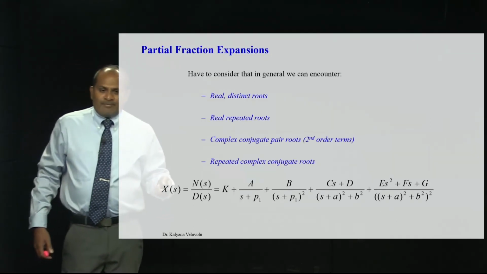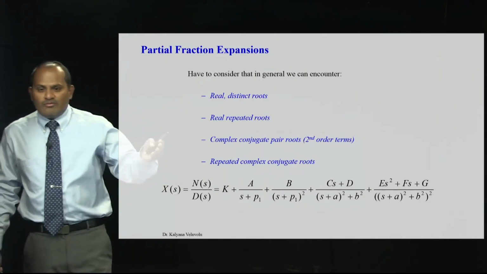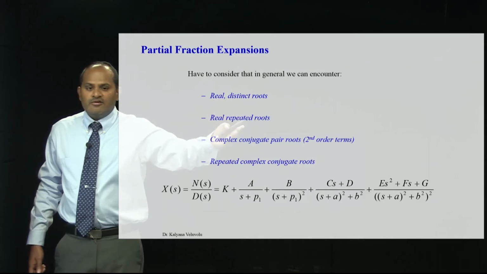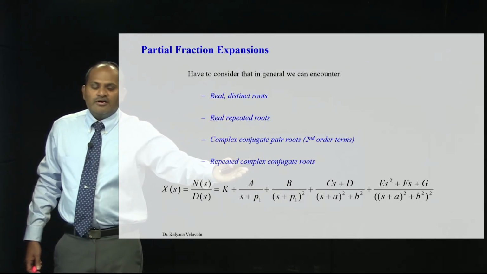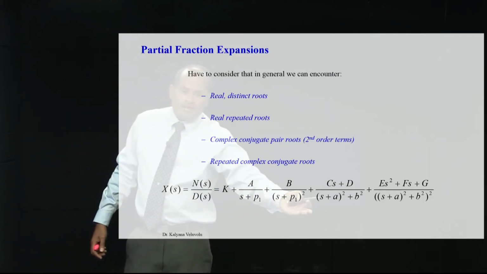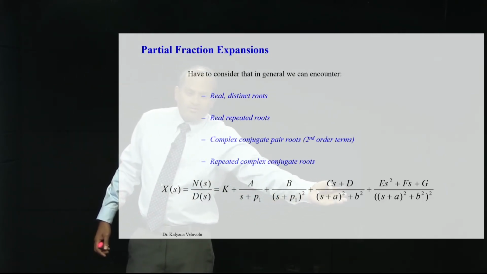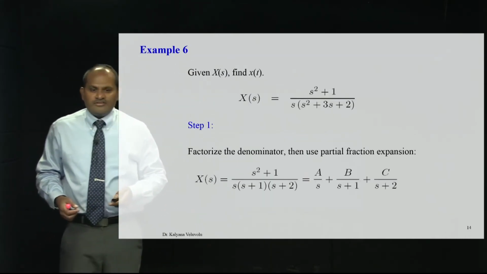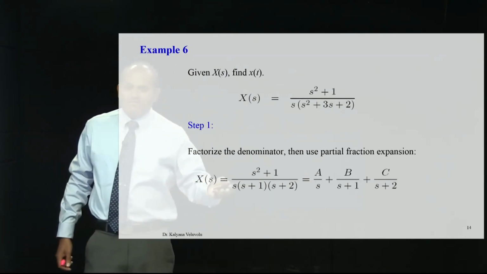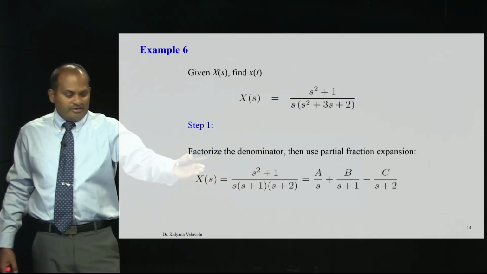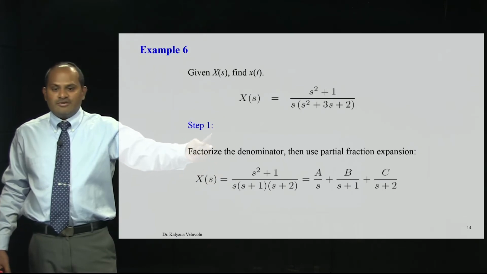So, partial fraction expansion has several cases: real and distinct roots, real repeated roots, complex conjugate roots, and repeated complex conjugate roots. We can have any form, very simple forms, several repeated roots or complex conjugate roots, and even higher order. Suppose we have this function, which is a simple partial fraction. We can just break it into A by s plus B by s plus 1 plus C by s plus 2.